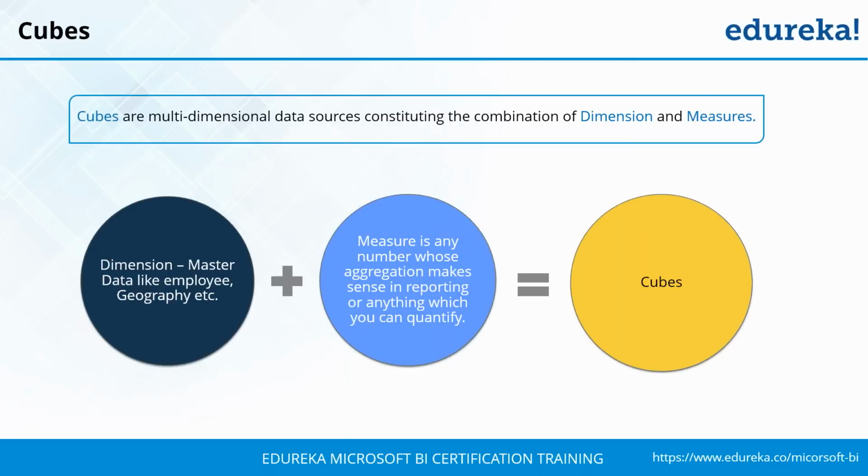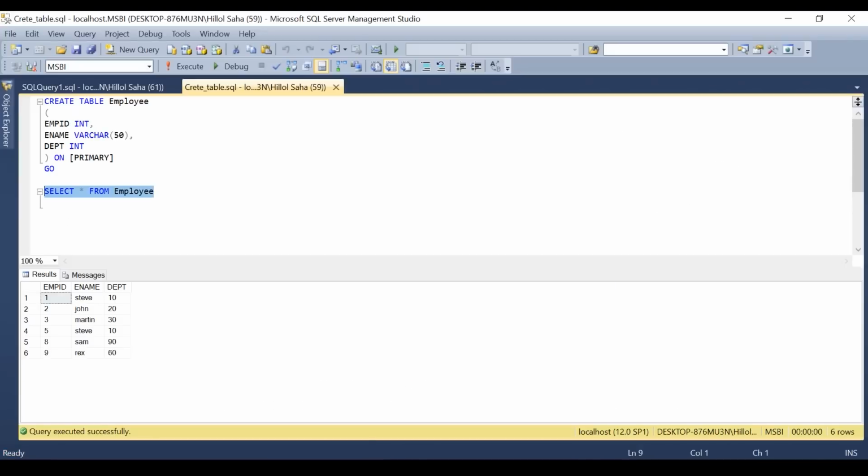And constituting dimensions and measures, you get your cube. Okay. This is how a cube looks like. So let me show you how to create a cube and how you can work in a cube. Okay. So let me explain what we're trying to do here.